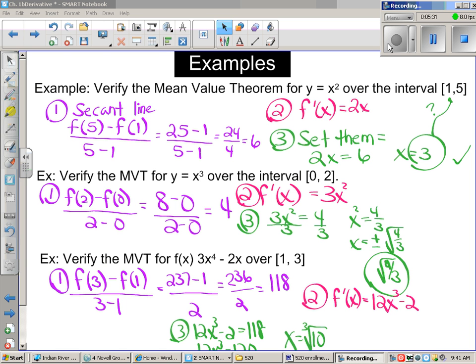So at this point, that's the mean value theorem. We're going to be using this a lot throughout the year. I would hope that you'd take the time to really look over these examples and understand those three major steps: find the slope of the secant line, find the derivative, and set them equal to each other.